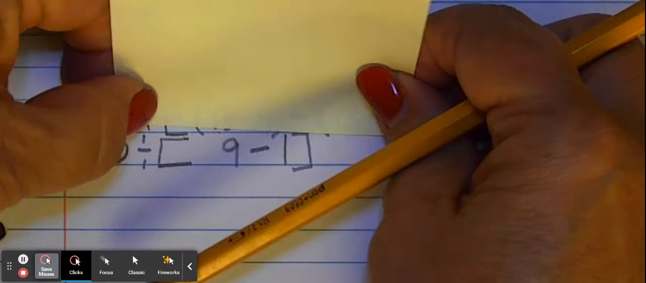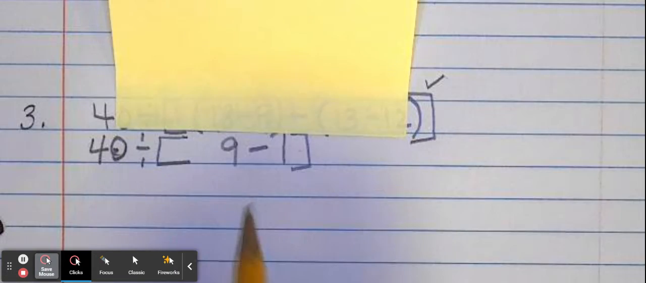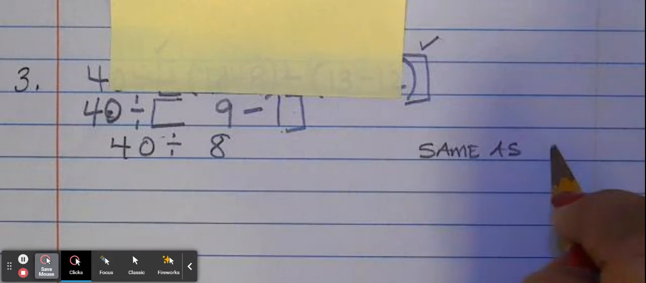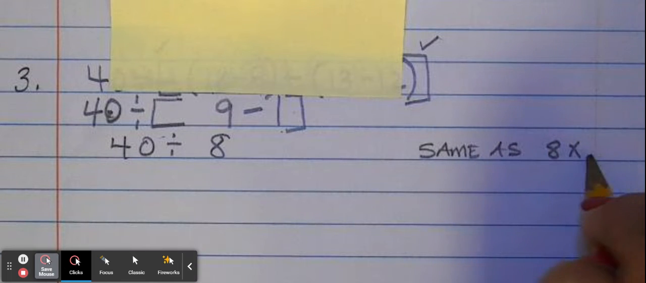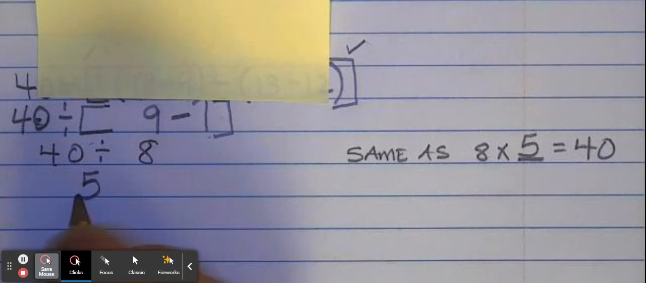Now I made the second expression a little simpler so that I can finish it up. I still have brackets. Remember, we're looking at PEMDAS. Go to the brackets. There's no more parentheses, but I still have to do everything in the bracket. So what is 9 minus 1? Very good. It is 8. And I have 40 divided by 8. I want you to think of it that's the same as 8 times what equals 40? Very good. It's going to be 5. So the answer is equal to 5.